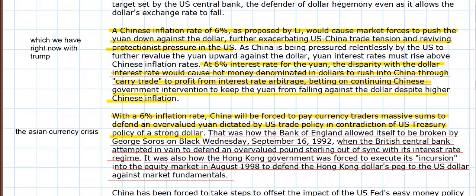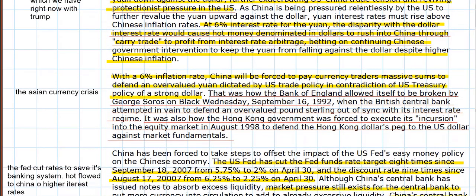With a 6% inflation rate, China will be forced to pay currency traders massive sums to defend an overvalued yuan dictated by U.S. trade policy, in a contradiction of the U.S. Treasury policy of a strong dollar.